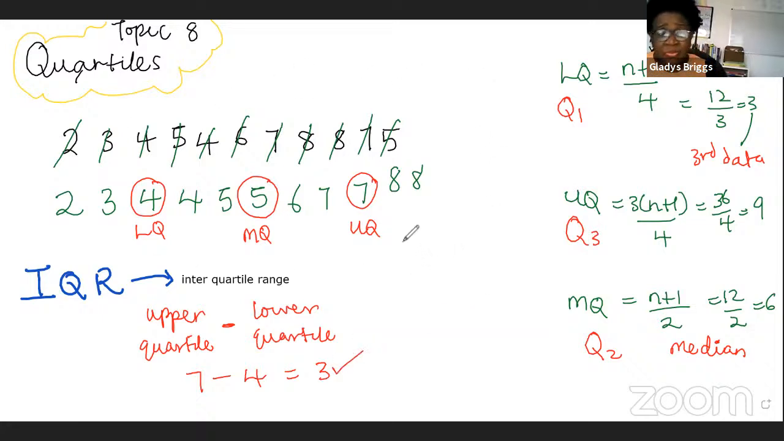That's everything that you should have known from last lesson, all right, with regards to topic 8. Okay, so I hope you've written that all down now. So let's move on now to quartiles for grouped data. That's what we're going to be doing in this one now.